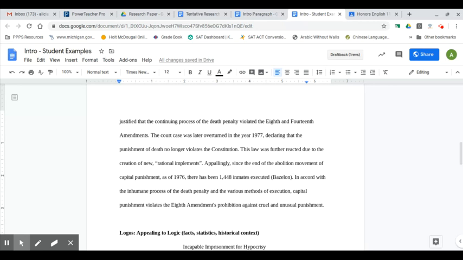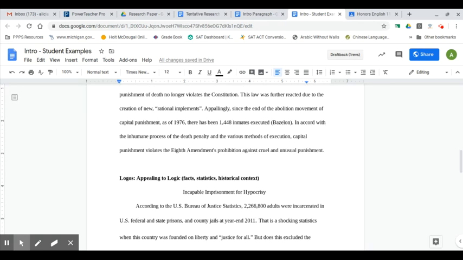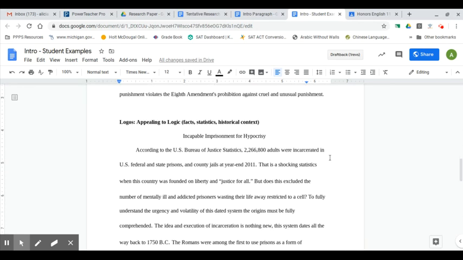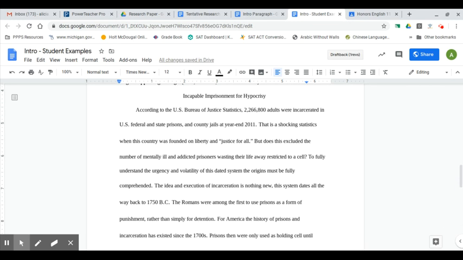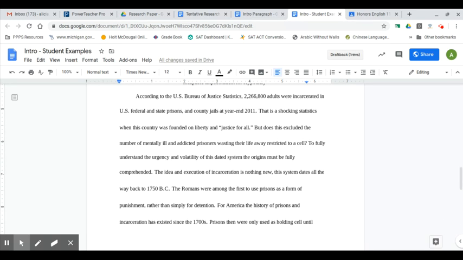The other way is to focus completely on logos, facts, and statistics. So this introduction is going to be about the American prison system. It's going to talk about the large numbers of incarcerated adults. It's going to give historical context to the prison system, all the way back to the 1700s, and then come back to America today. So a slightly different take on this.